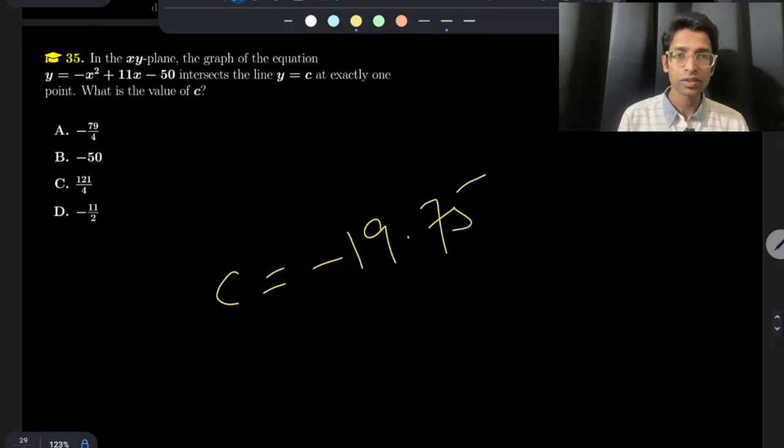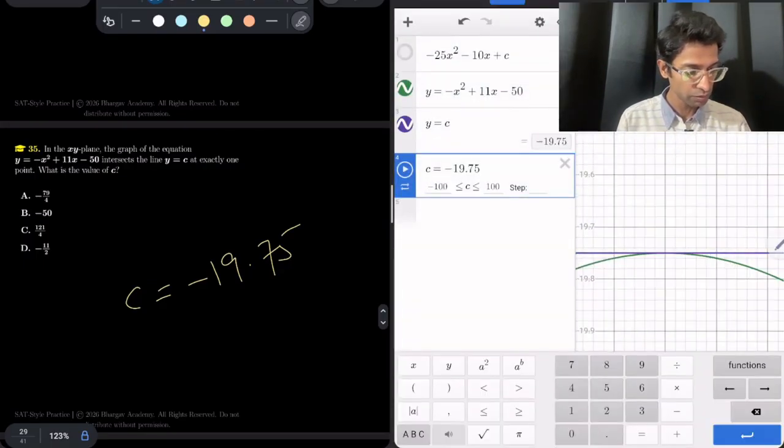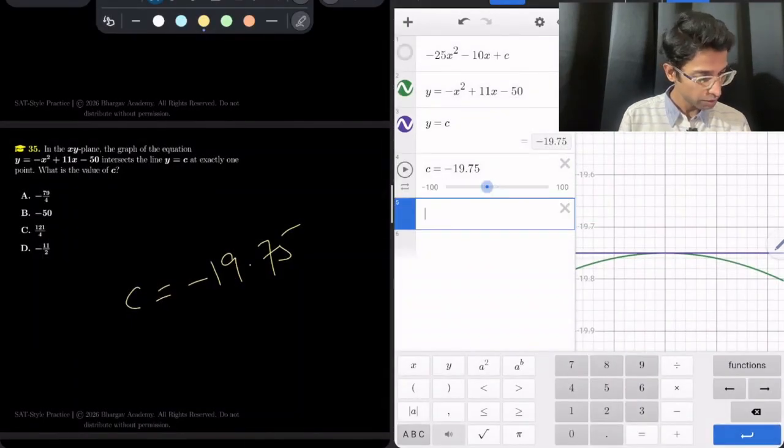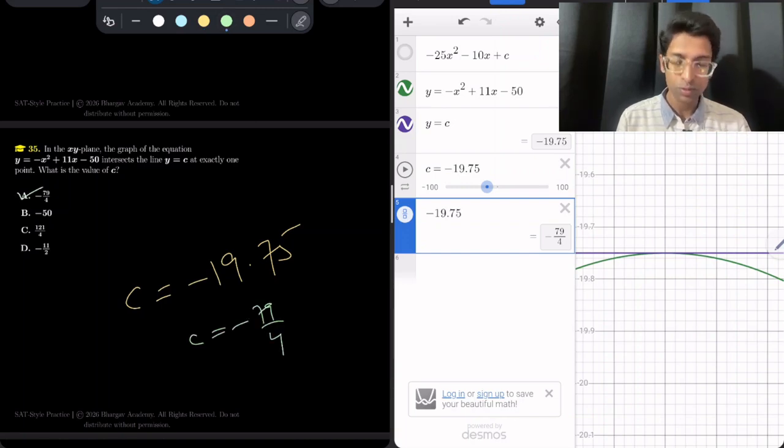Okay, we have the options in fractional form. So let's go back to Desmos and try to convert minus 19.75 into fractional form. So how do we do that? Just simply type minus 19.75 and type this fractional option that you are seeing here. So there we go. C equal to minus 79/4. That means option A is our answer. So let's go to the next question.